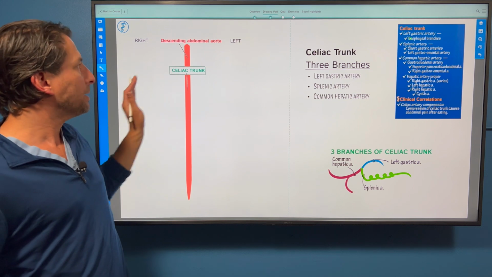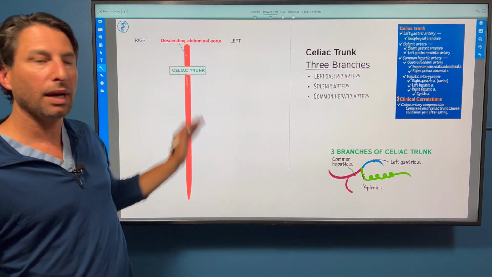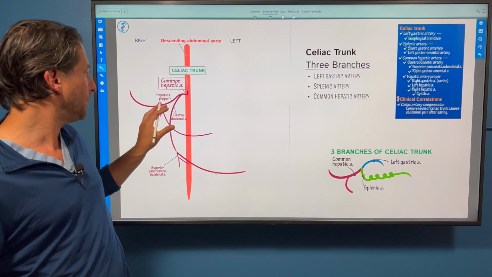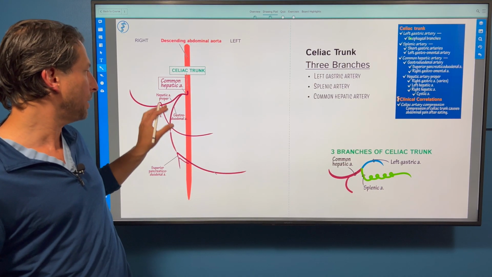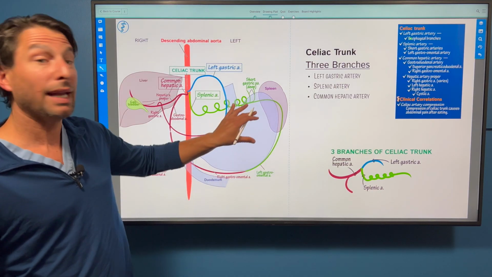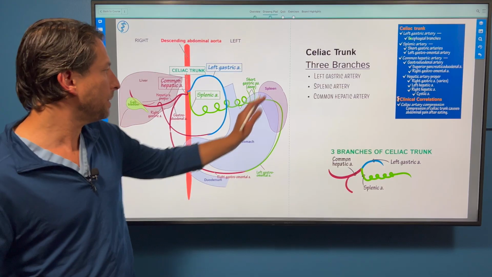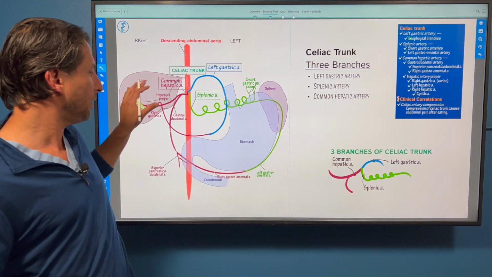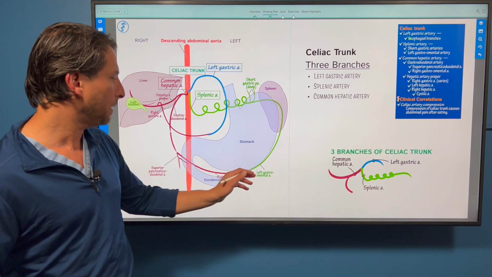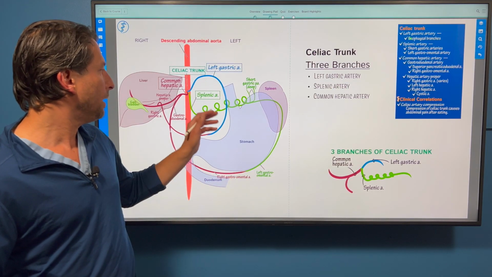Celiac trunk, right side, left side, descending abdominal aorta, and then this is our common hepatic artery with additional vasculature coming off of there. And then we have the left gastric artery. Let's add in some of the organs here. Here's the stomach and spleen and the liver itself.